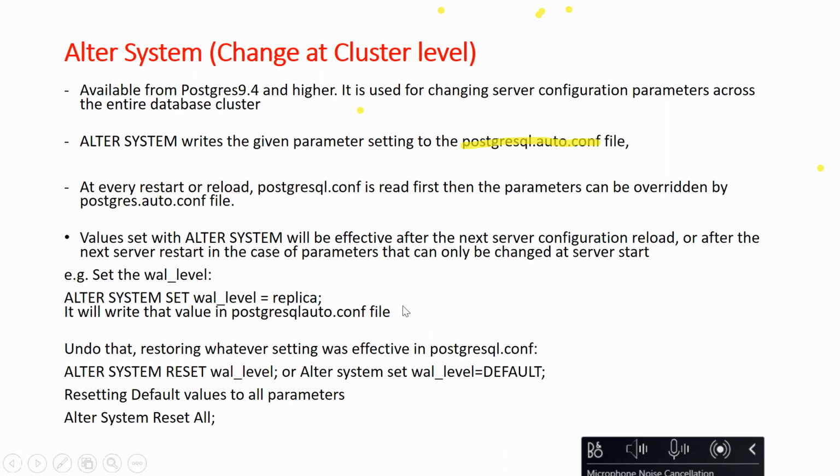So if you change the parameter, it will not change in the postgresql.conf. Maybe this file is not a writable kind of file, so it doesn't update over there. I don't know why it doesn't happen, but it doesn't update. Or maybe they want to keep it for backward compatibility. What was the previous value? So it doesn't update over here.